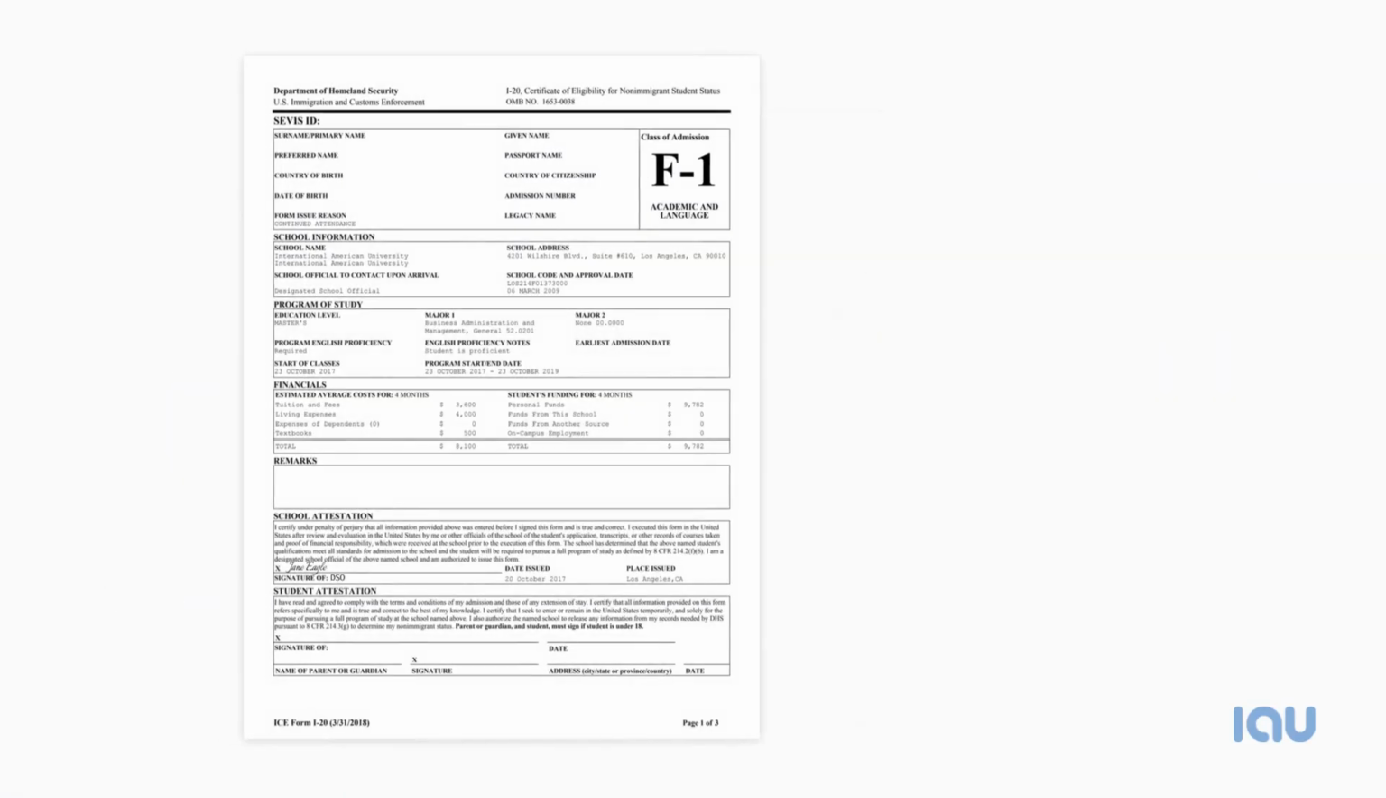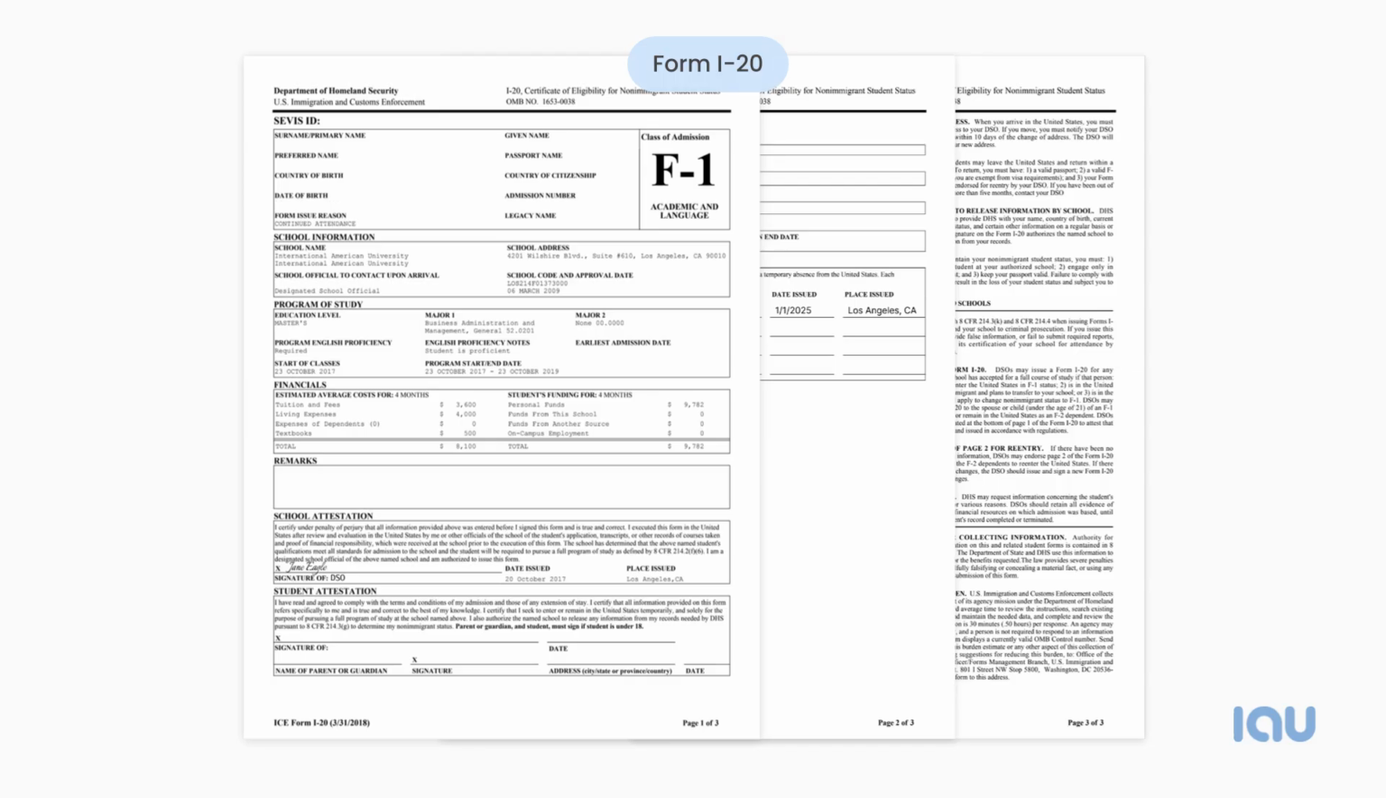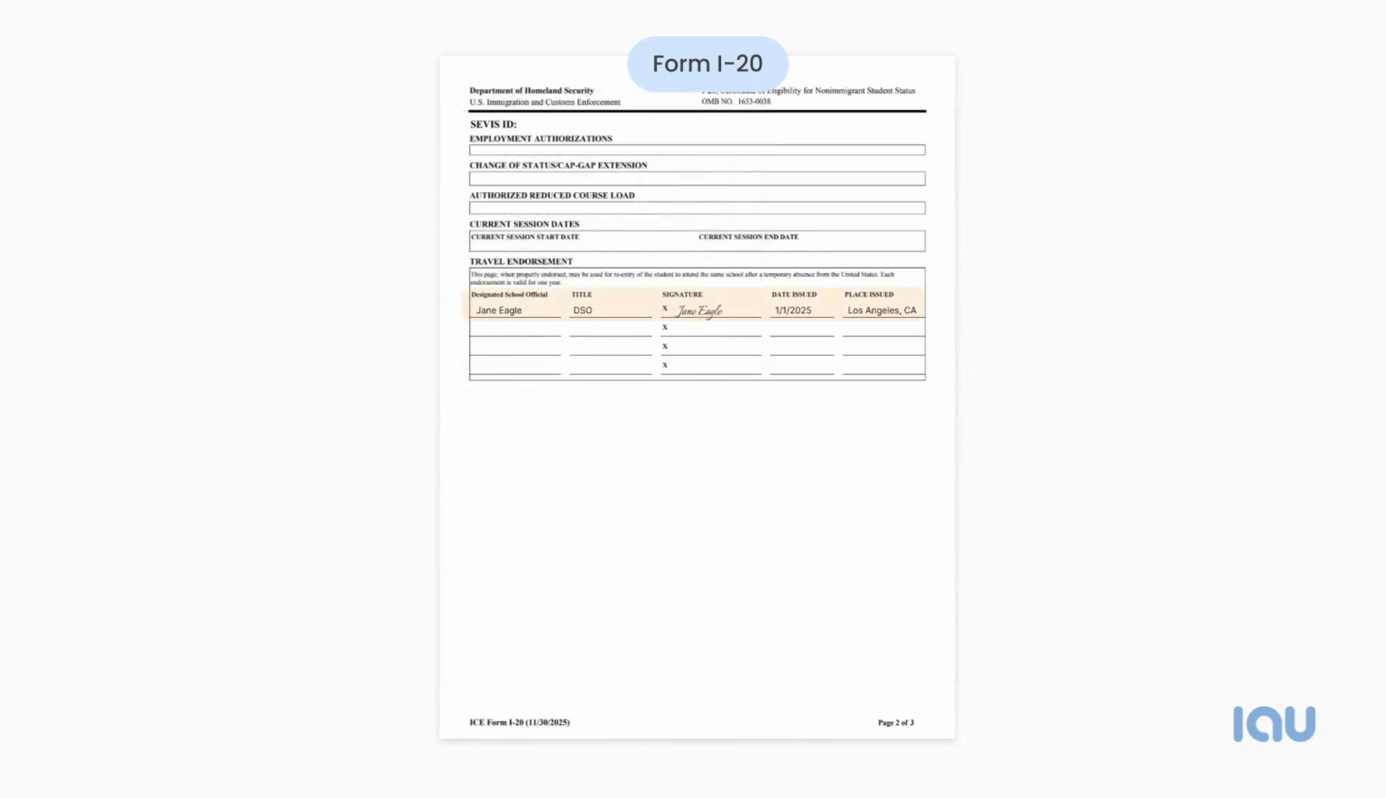Now, let's go over required travel documents that all F-1 students should carry while traveling. The first document is your travel-endorsed Form I-20, which you'll receive from a DSO once your travel request is approved. You'll find your DSO's signature on page 2 under Travel Endorsement. Before you leave, double-check that the I-20 you're carrying is this signed, travel-endorsed version.